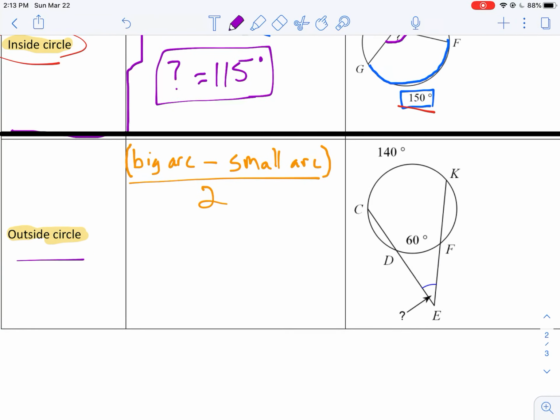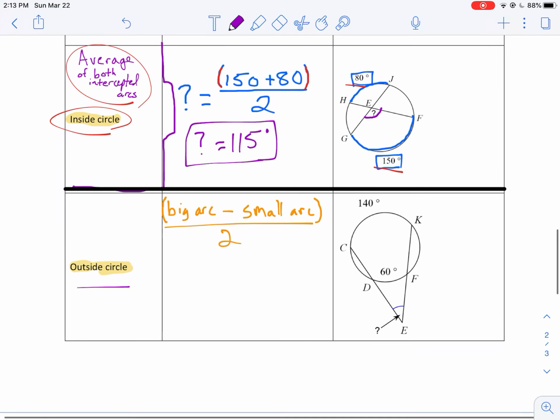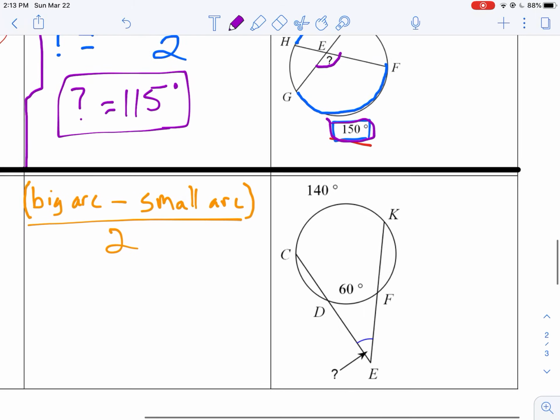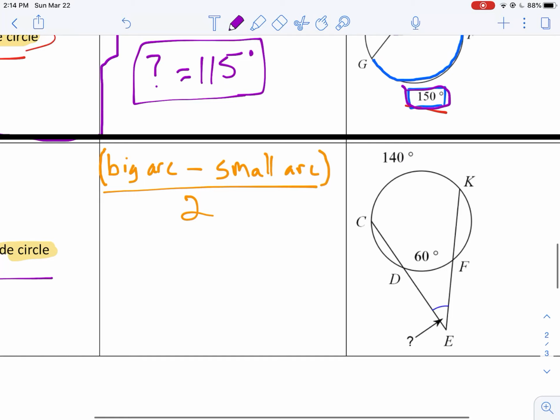The notes on the angle outside the circle should be new to us. Okay. So like I said, it's very similar to inside. It's similar because, again, we have two intercepted arcs, and this one we had 150 and 80. This one we have a 60 and a 140. Okay, the setup is going to be similar, not the same, similar.